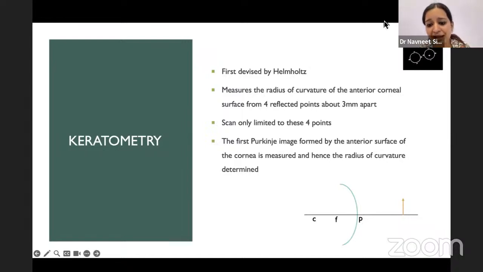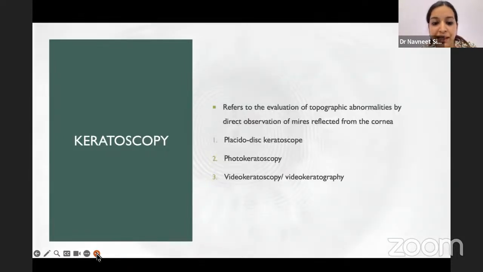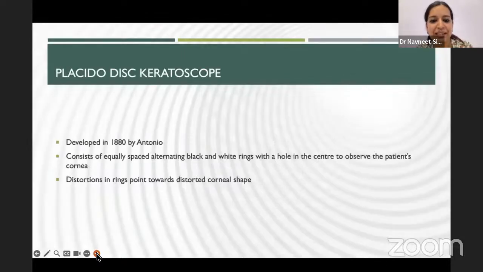As you can see in this ray diagram, light rays coming from a distant object strike onto the surface of the cornea and form a virtual, minimized and erect image. The size of this image is measured and hence the radius of curvature is determined by the machine using software. Second was keratoscopy. Keratoscopy refers to the evaluation of topographic abnormalities by direct observation of mires which are reflected from the cornea. There are 3 different types of keratoscopes: a Placido disc keratoscope, photokeratoscope, and a video keratoscope. So what is a Placido disc keratoscope?